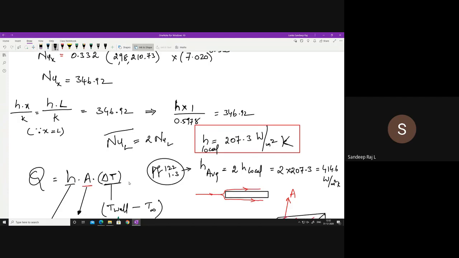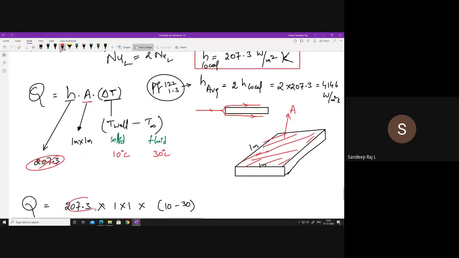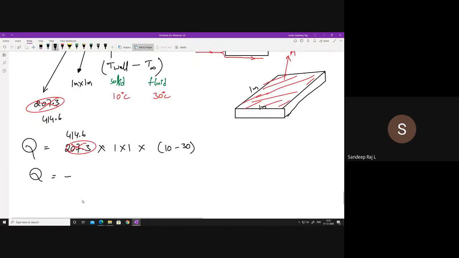So here you should not substitute this 207. This is wrong. What you have to substitute is 414.6 here. So that is correct. Now multiply by the area and the temperature difference, do your calculation and tell me the answer. 8292 watts is your Q value. Is it clear?